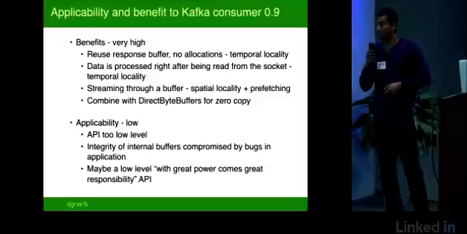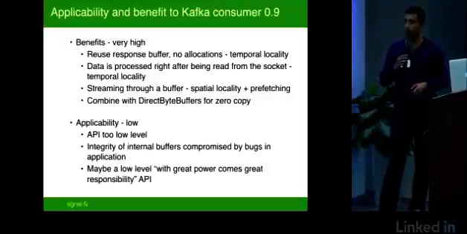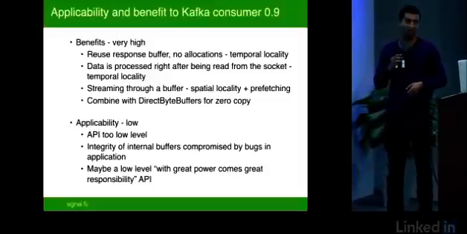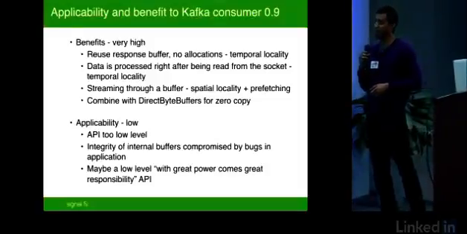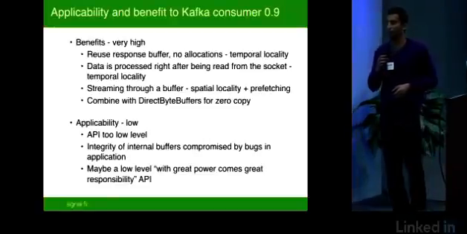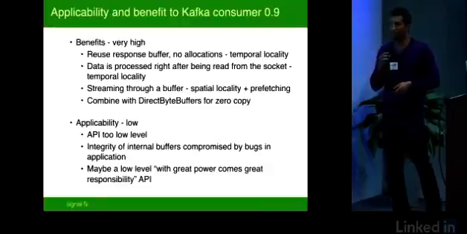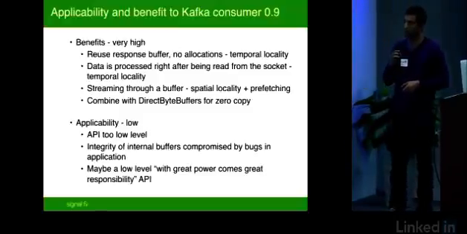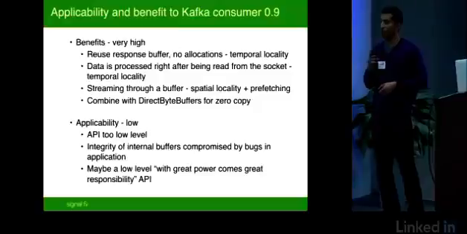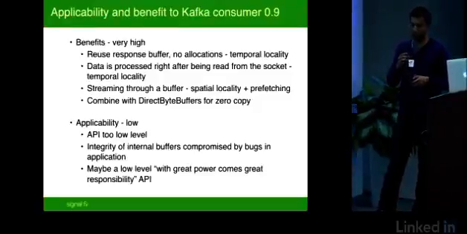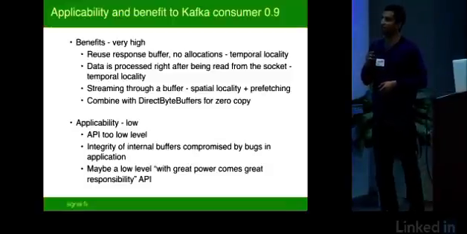Applicability, we sadly think it's too low. The API is very low level. I've had a hard time pushing my agenda on the Kafka mailing list. Integrity of internal buffers can get compromised because the application can keep a reference to this byte buffer, or it can write stuff there. You just don't know. And the Java type system is not strong enough to prevent any of that. Maybe, just maybe, there's a low level "with great power comes great responsibility" API or some other solution. I'm not a very good API designer, so I'm not sure what can be done.